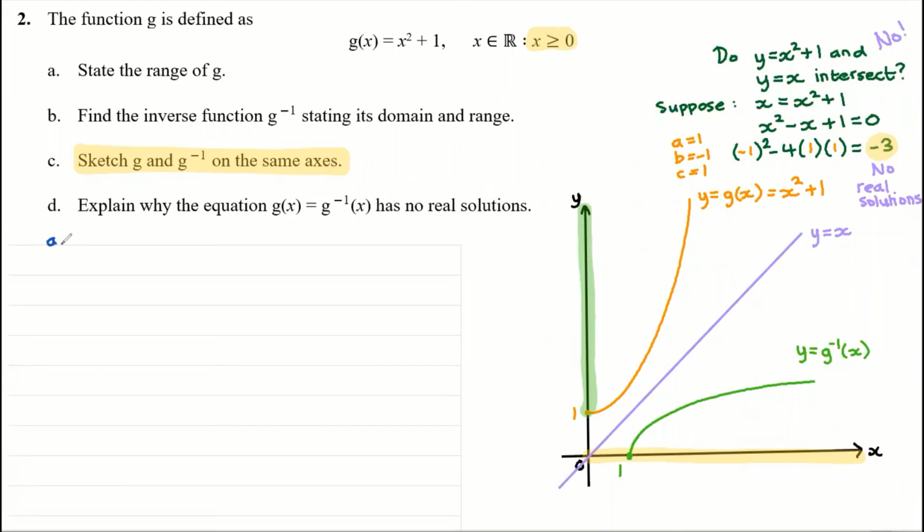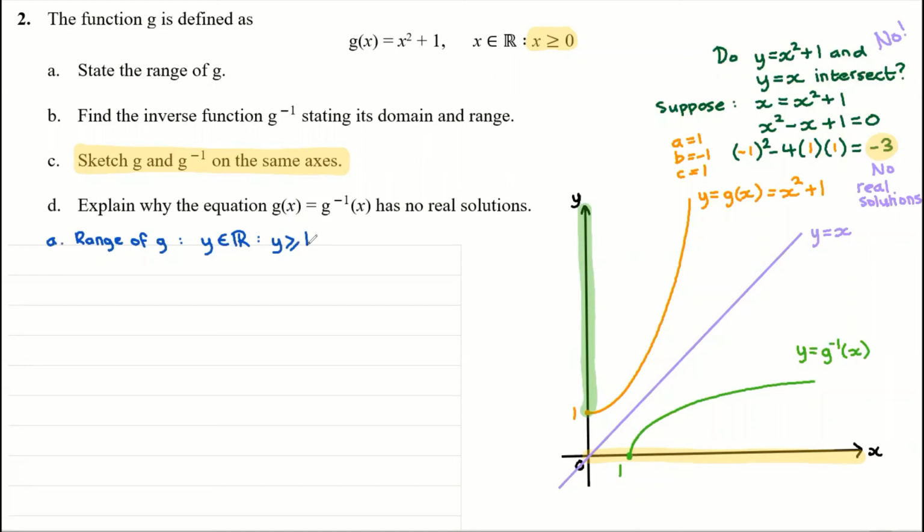Okay, so range of g. Really simple, all real numbers, but the y values are going to be greater than or equal to 1. Okay, so that's pretty straightforward.